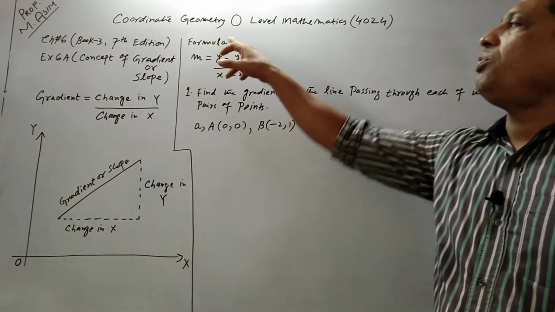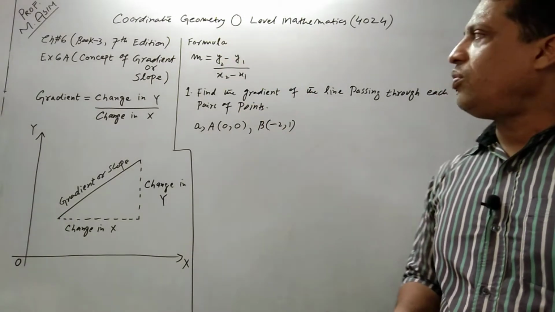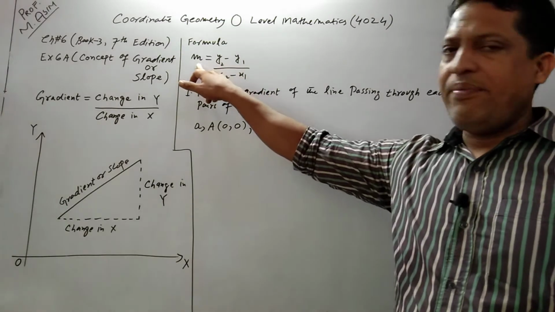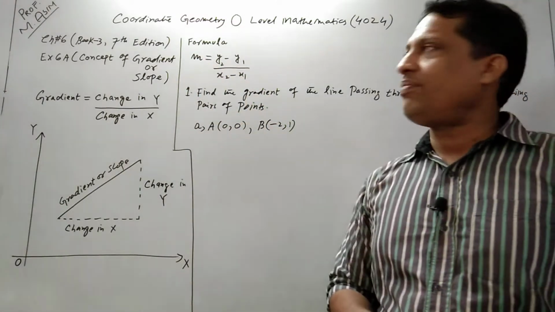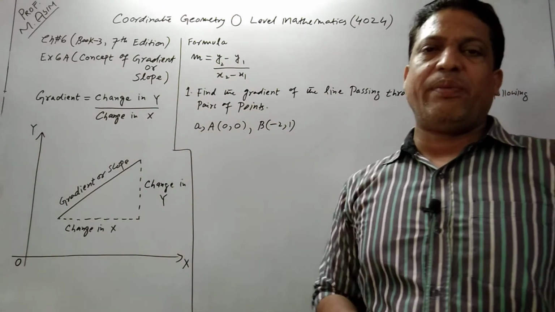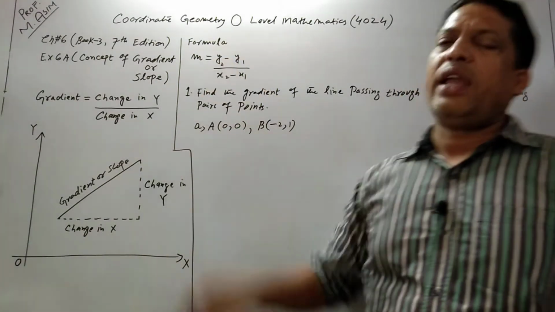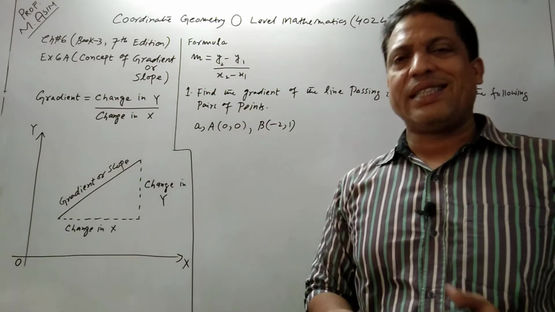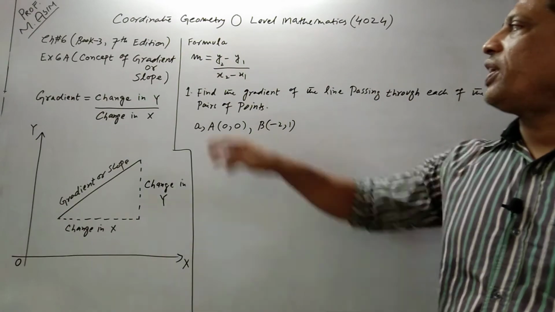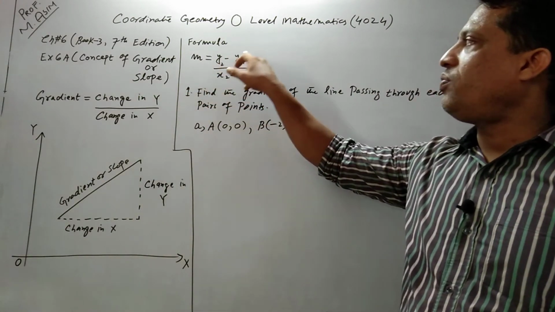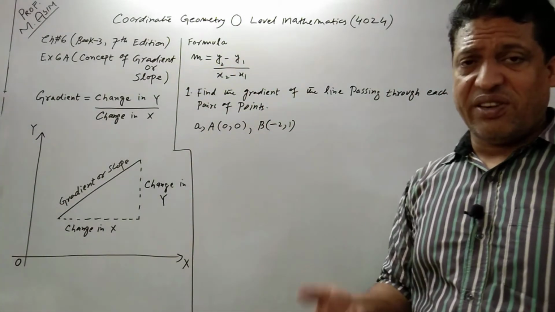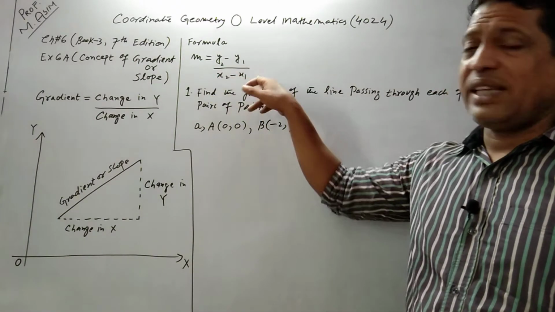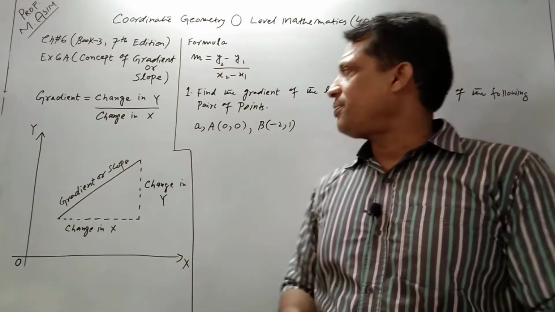Now come to the formula of gradient. We represent gradient by small m. Please keep in mind, whenever you see small m, it means this is the gradient. So the formula of gradient is m equals y2 minus y1, which means change in y, upon x2 minus x1, which means change in x.